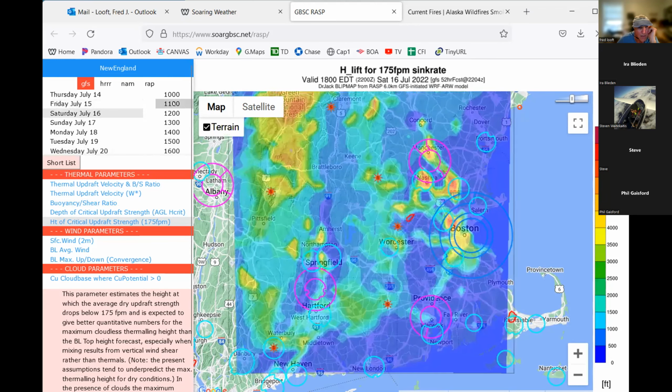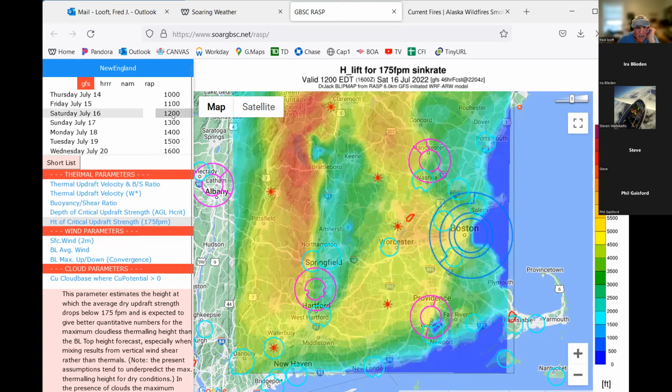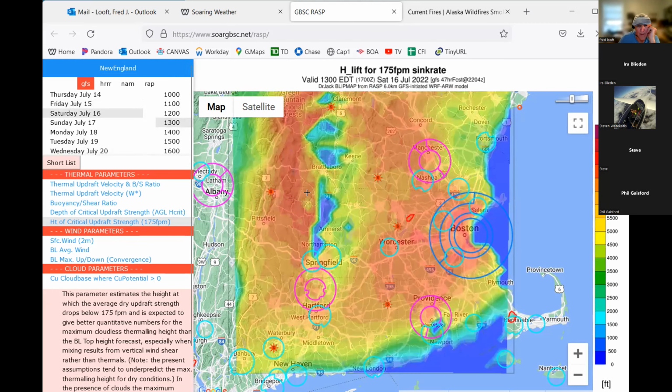Saturday, that's 2 days away. 11 o'clock probably would not launch. Noon definitely would launch, but I would not go to the west so much. I would go more north. 1 o'clock, much broader area. This is Amherst here, so you have Gardner, Orange, and so forth in through this area.